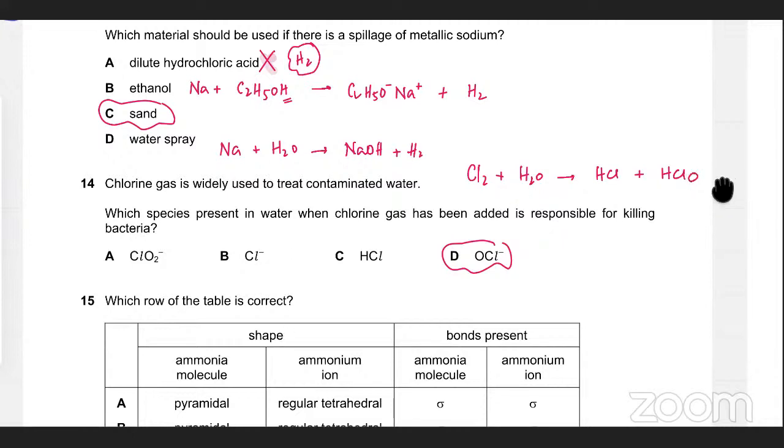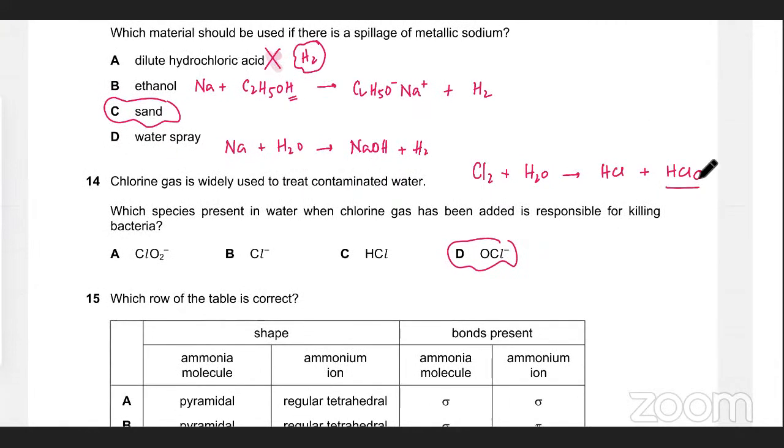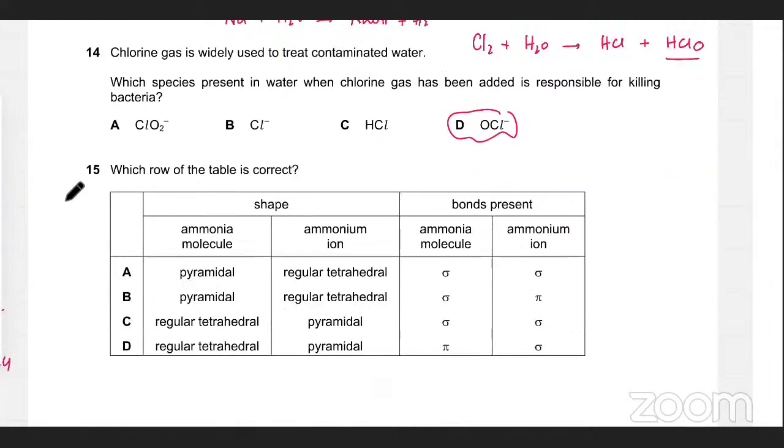It's HClO, chloric(I) acid. The Cl minus ion doesn't really do much. So HClO contains OCl minus ions. Now the next one is, which row of the table is correct? It's talking about shape.